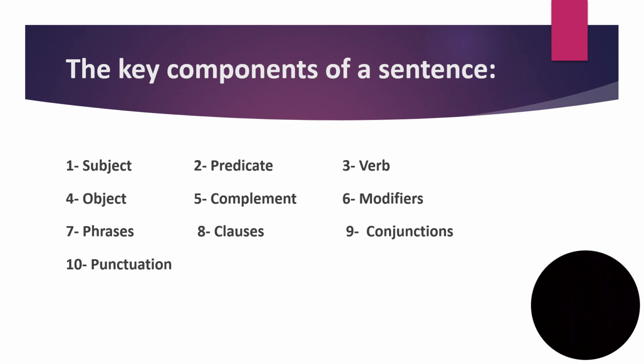Now, the 10th component of a sentence is punctuation. What's a punctuation? It marks the clarity, meaning, and structure. For example, a period for a declarative sentence, a question mark for interrogative sentences, and an exclamation mark for exclamatory sentences. Of course, we should also mention commas, colons, semicolons for complex structures.